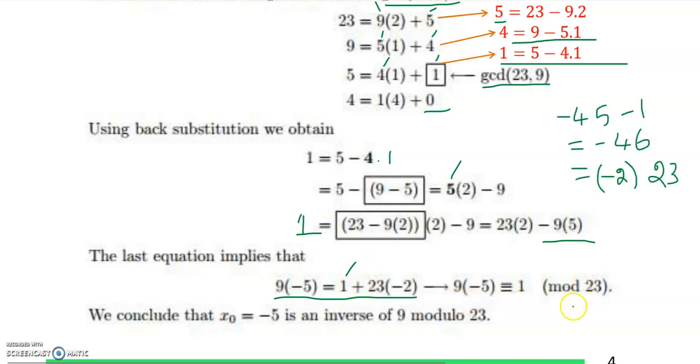Whether it is true or false, we don't know. Okay, we will check it. Already we have seen in last week's video, a congruent to b modulo n means I have to find the difference of these two. See here, 9 into minus 5, how much? That is minus 45. Then this value is 1, so find the difference: minus 45 minus 1, which means minus 46. Minus 46 is nothing but minus 2 multiply 23. Here 23 is the modulo.